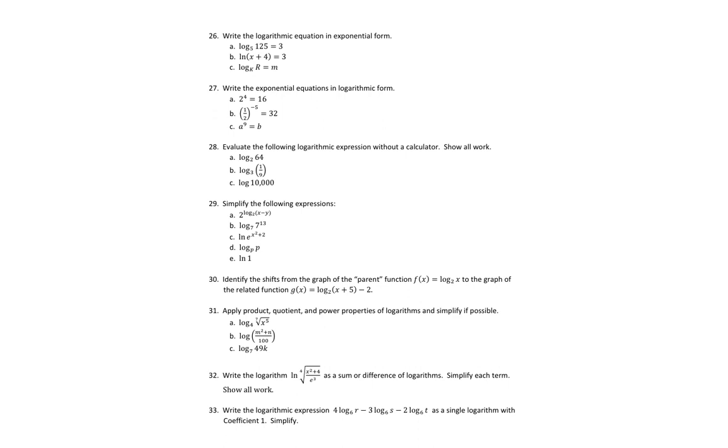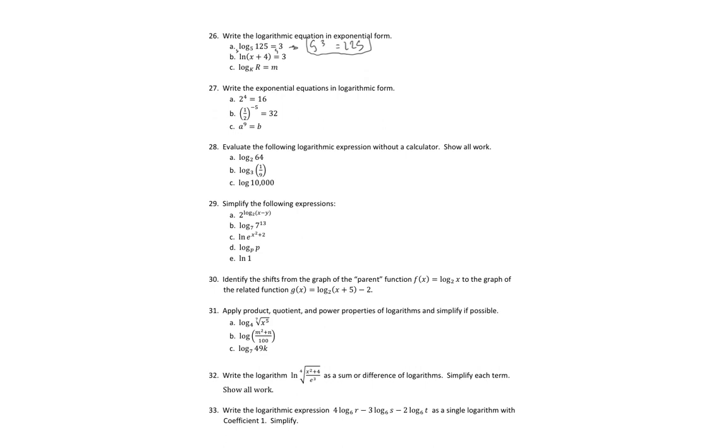Okay, so for number 26, it asks to write all of these logarithmic equations in exponential form. For the first one, we look at what the log base is. It looks like it has a base of 5, right? So in order to get rid of that log base, we're just going to take 5 to each side. And then we're left with 5 cubed, 5 to the third, is equal to 125, whatever was left in that log. So that's our first one.